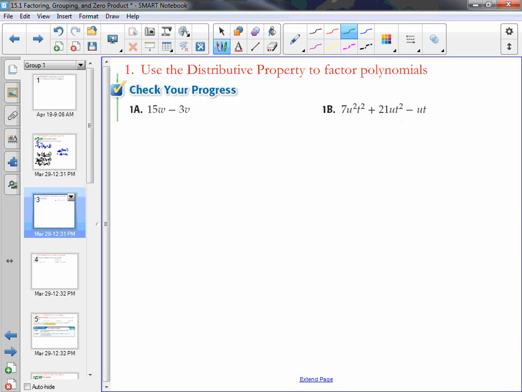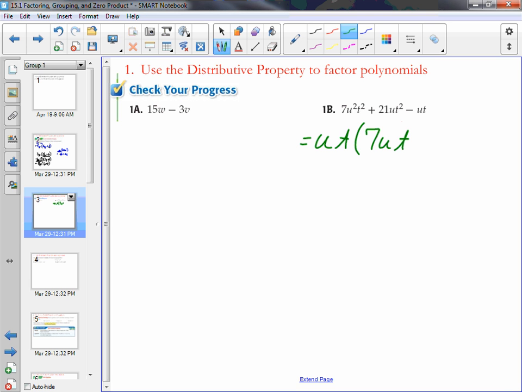What's the biggest? U. Because you remember, we say biggest, but we mean smallest exponent. So we factor out a u. What about t squared, t? Factor out a t. Now, I did not write a coefficient in front of ut that I factored out, but what is it? 1. So 7 divided by 1, 7. U squared divided by u, t squared divided by t.